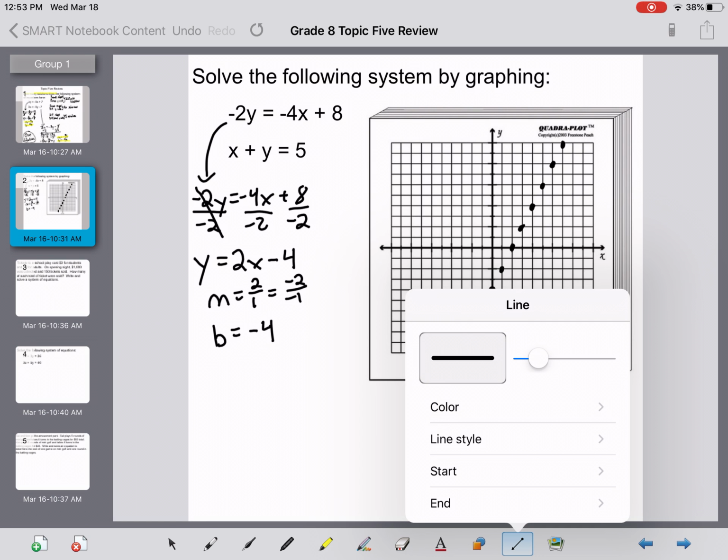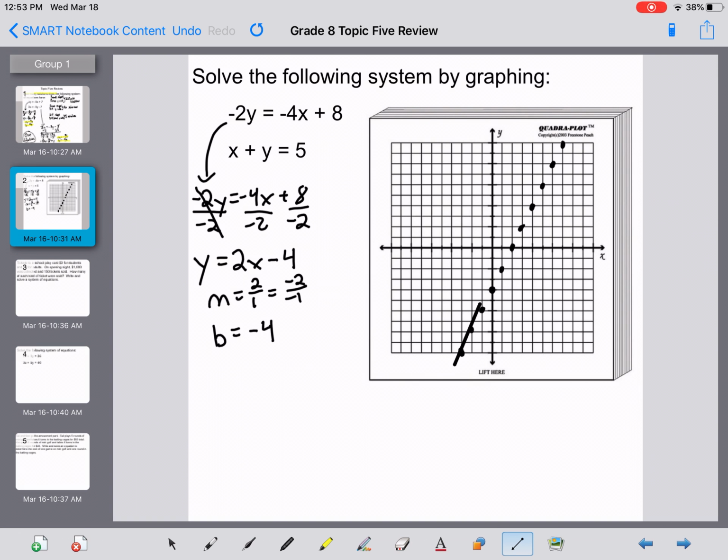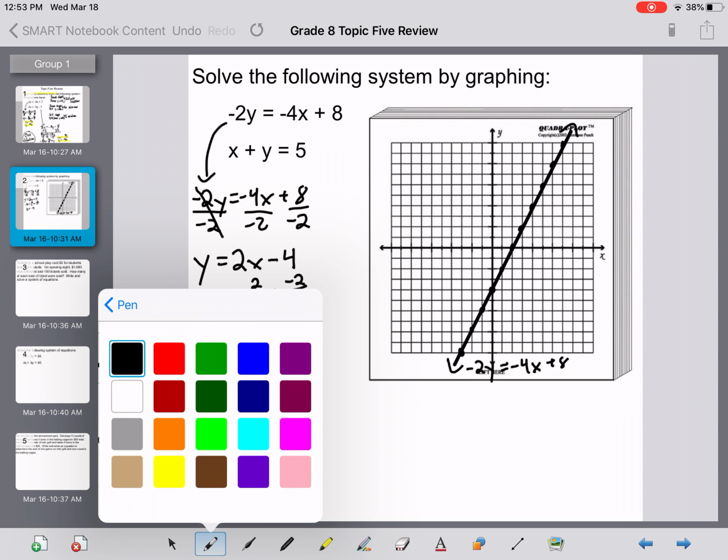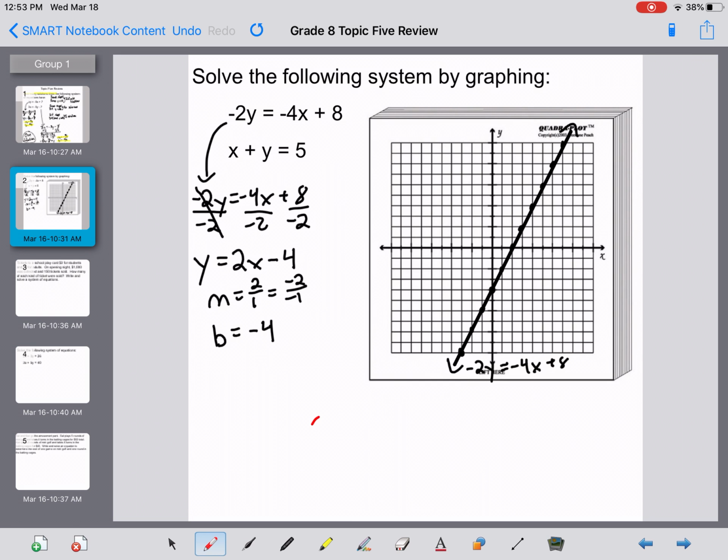Now, I'm going to draw my line. It is going to go through all of those points. Make sure to put arrows at the end and label it with the original. So this is negative 2y equals negative 4x plus 8. Now I have to graph my other line, x plus y equals 5. I can subtract x to get this one to be y by itself. My x's cancel out. I'm left with y equals negative x plus 5.